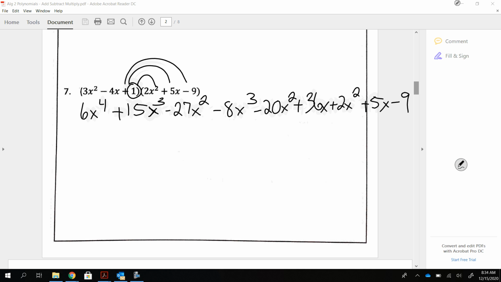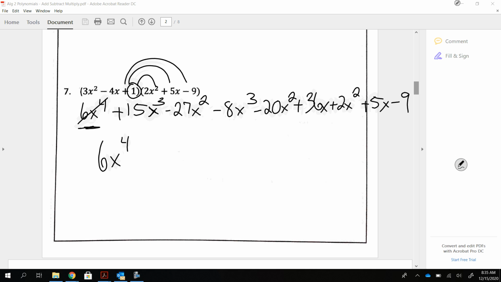Now we need to combine like terms. Let's look. We're going to go from left to right. This 6x to the 4th. Does it have any like terms? We look. We're looking for another exponent of 4. No. So it's just part of the answer. 6x to the 4th. That is done.